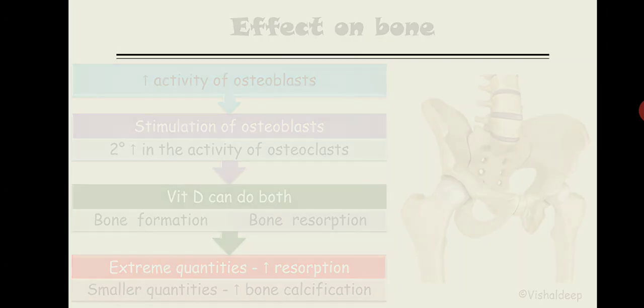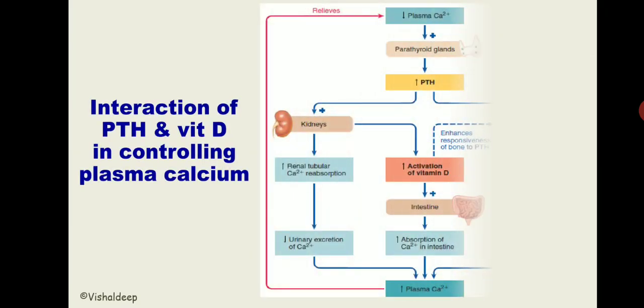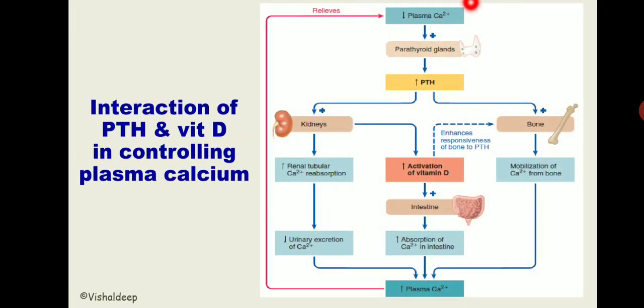Now let's discuss the interaction of parathyroid hormone and vitamin D. So here's the thing, whenever there is a decreased plasma calcium level, it leads to increased parathyroid hormone secretion. It will stimulate the parathyroid gland and increase the parathyroid hormone. Now this parathyroid hormone has effects on bone, kidney and GIT. Let's discuss one by one. This increased parathyroid hormone, once it acts on bone, will mobilize calcium from the bone and eventually increase the plasma calcium level. In the kidney, it will increase renal tubular calcium reabsorption, so it will decrease calcium excretion.